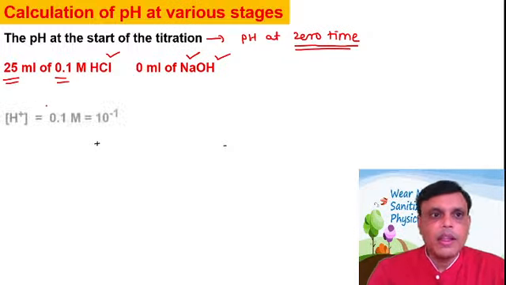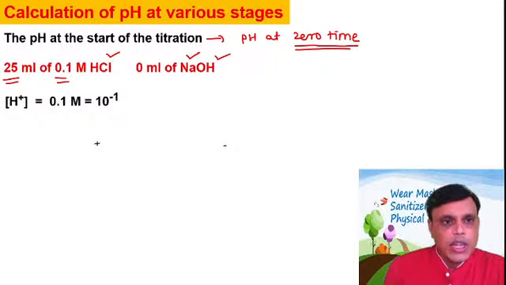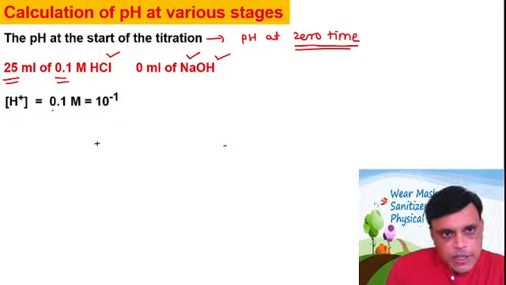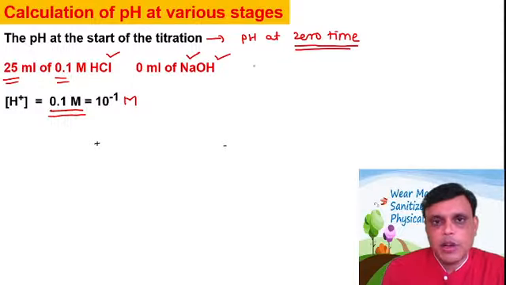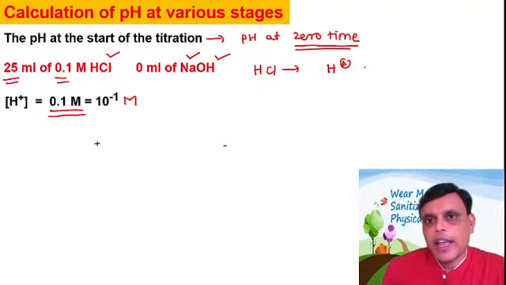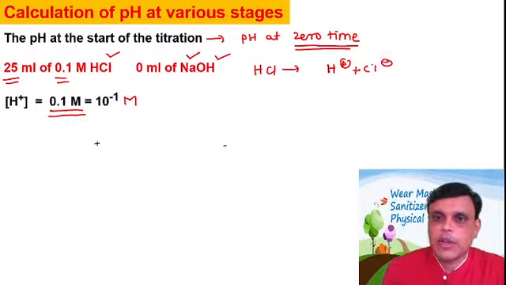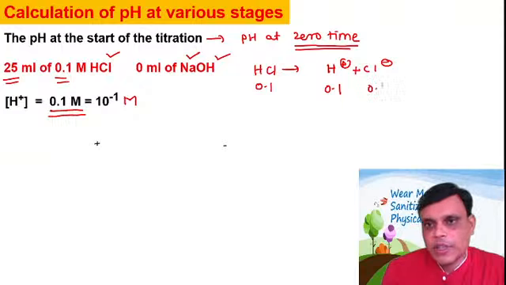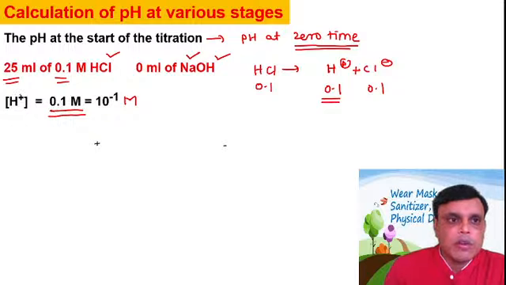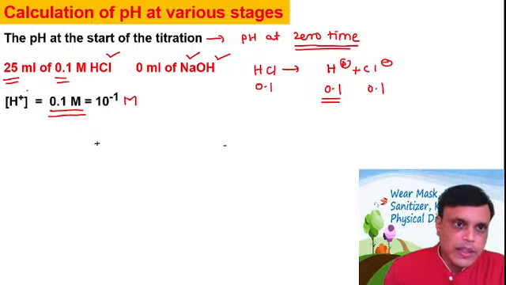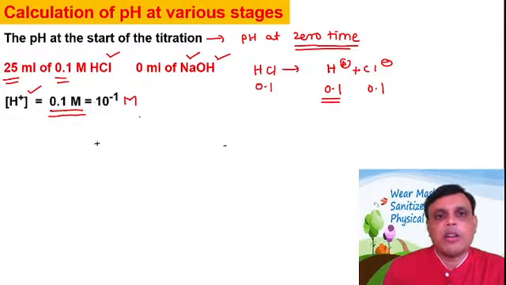Now at the starting point, or time 0, the H plus ion concentration will be 0.1 molar or 10 raised to minus 1 molar. So this is the concentration of H plus ion. Because HCl is a strong electrolyte, it will dissociate completely into H plus and Cl minus aqueous. Initially the concentration is 0.1, which will give 0.1 of H plus and 0.1 of Cl minus ion. So at the start, or at 0 time, the concentration of H plus ion is 0.1 molar or 10 raised to minus 1 molar.